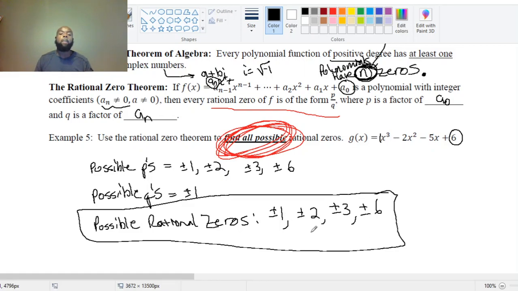And so these are numbers that are going to help me get into finding all zeros of my polynomial functions. And I know again that there are n of them, and the fundamental theorem of algebra guarantees that I have at least one.